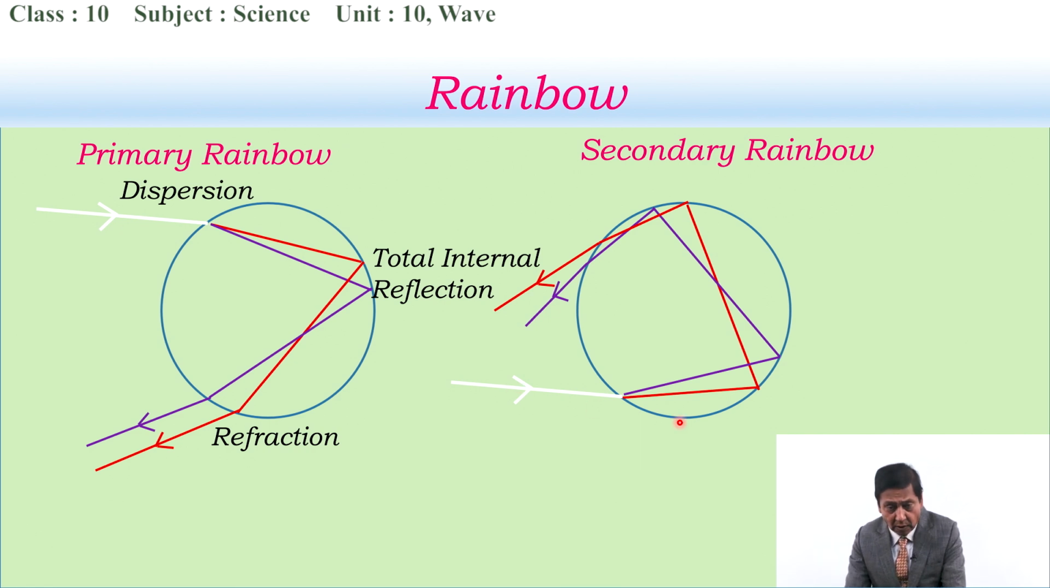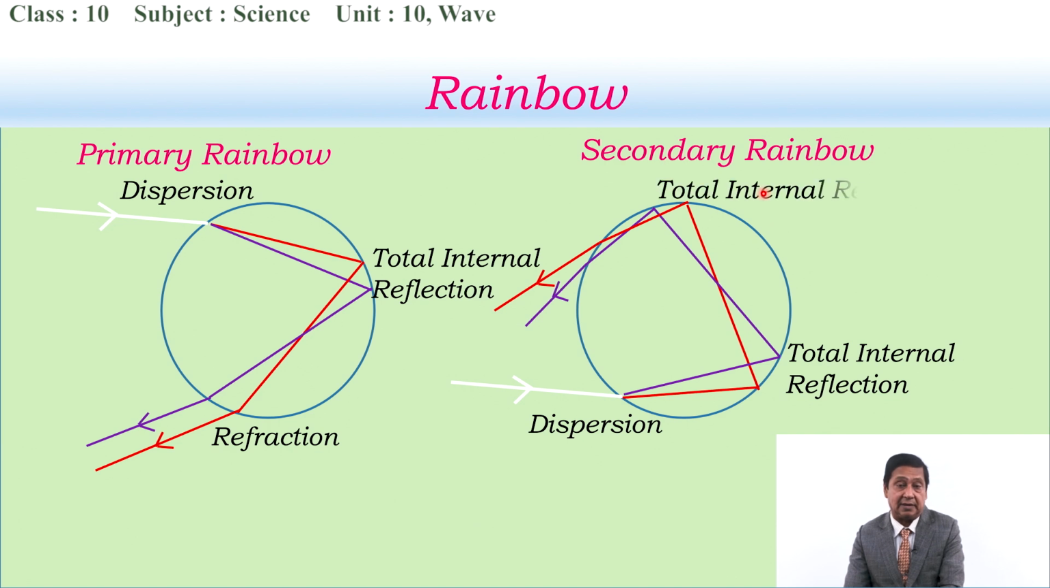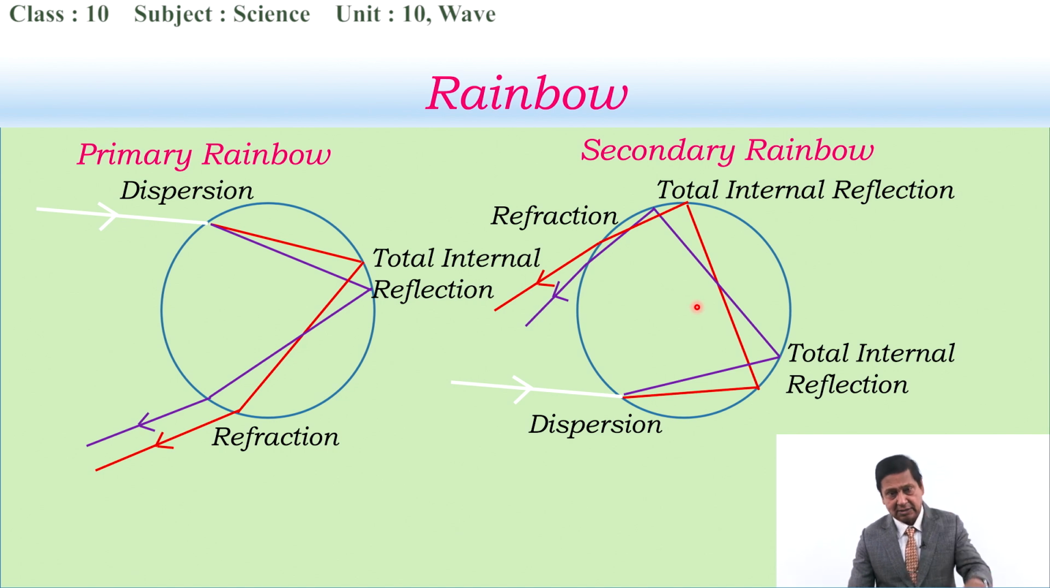In this case, what happened? At first dispersion occurred, then total internal reflection occurred, then total internal reflection again occurred, and at last refraction occurred. Because of dispersion, two successive total internal reflections and then refraction, this secondary rainbow can be seen. It can be seen at greater height, and in this rainbow, violet colored light appears at the top, I mean to say the upper edge, and red colored light appears at the lower edge.